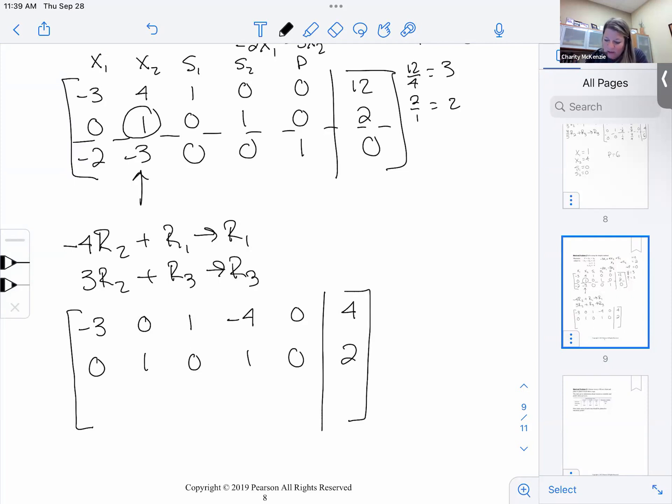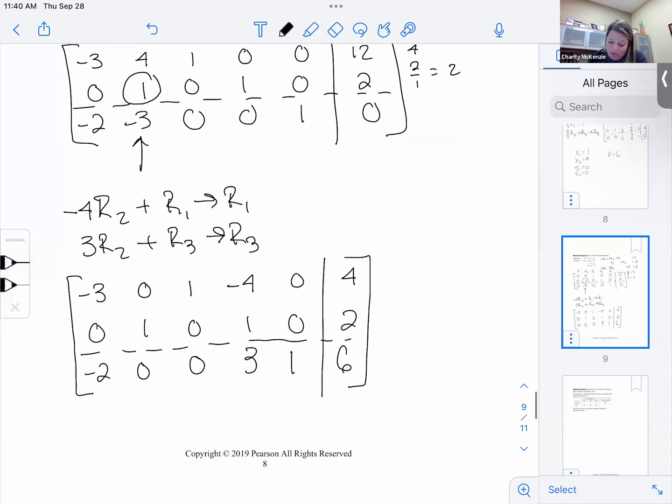Okay, last row is 3 times the middle plus the bottom. So 3 times 0 minus 2. 3 times 1 minus 3 is 0, 0, and 0. 1 times 3 plus that is 3. 3 times 0 is 0 plus 1 is 1. 3 times 2 is 6 plus 0 is 6.